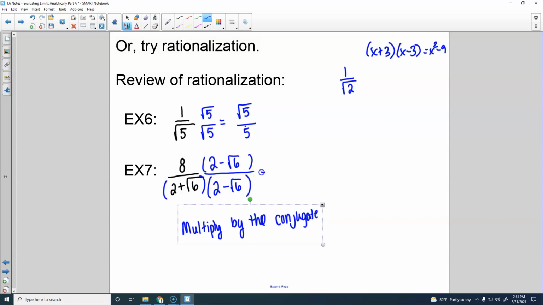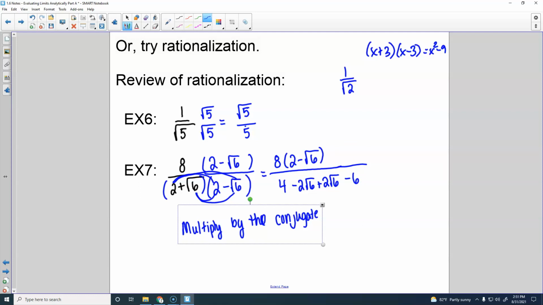So in the numerator, right now I'm just going to do 8 times 2 minus square root of 6. In the denominator, I'm doing 2 times 2, which is 4. I'm going to write the whole thing out, although you can skip this middle part. You do 2 times negative square root of 6, which gives you negative 2 square root of 6. You do 2 times square root of 6, which gives you positive 2 square root of 6. And you do square root of 6 times negative square root of 6, which is going to be negative 6.